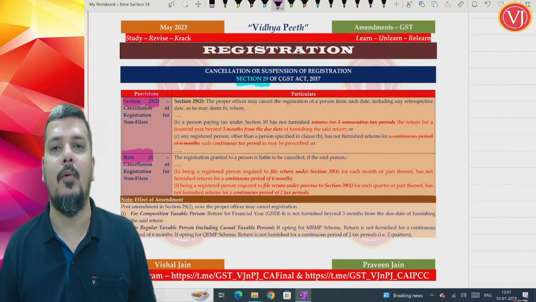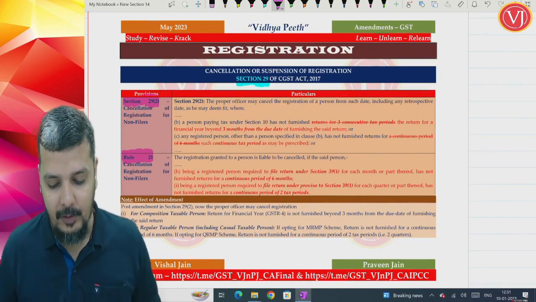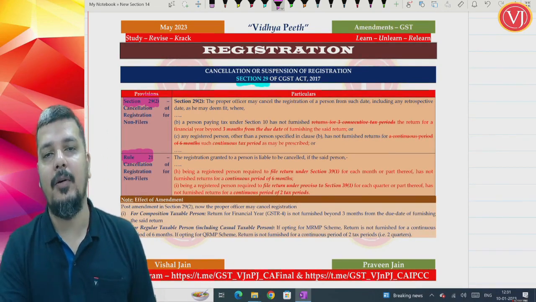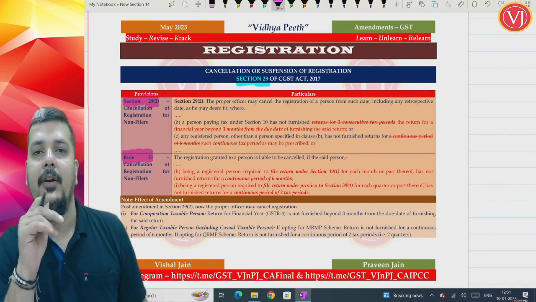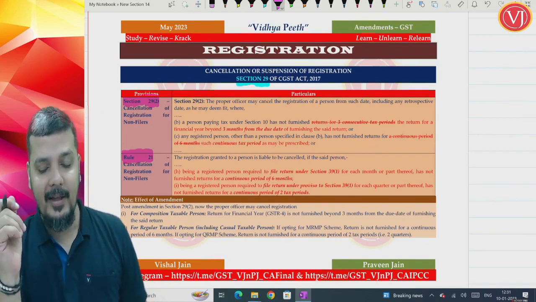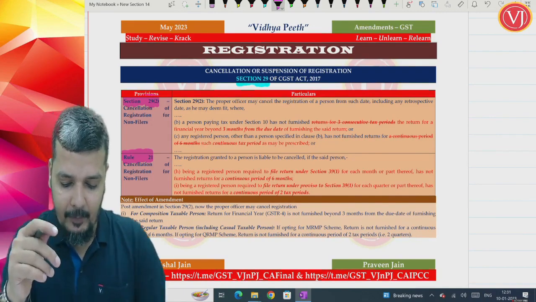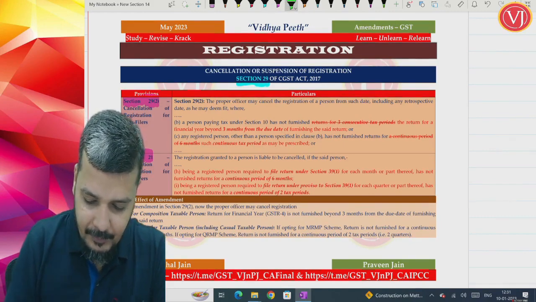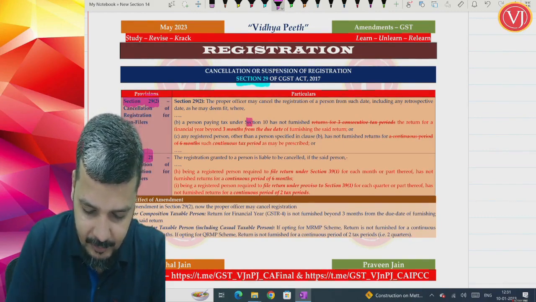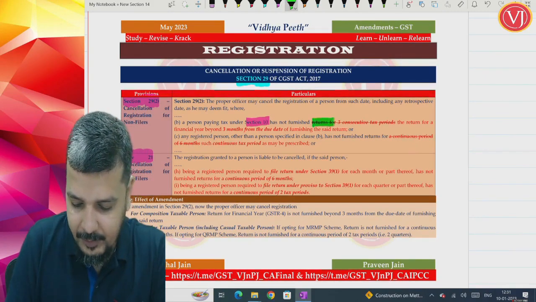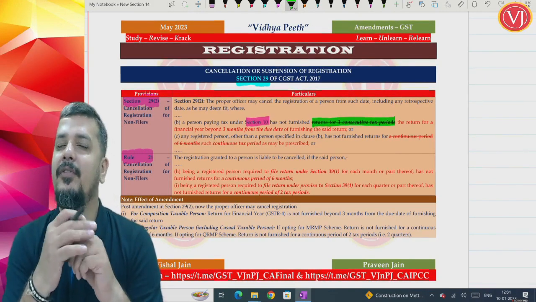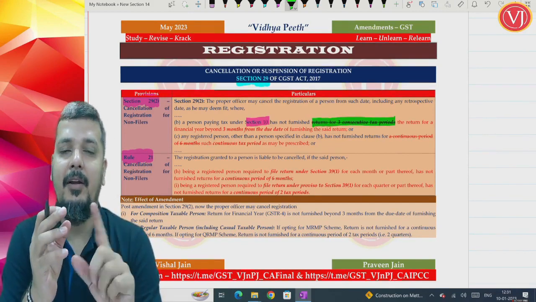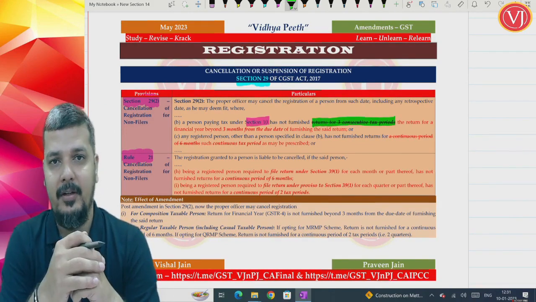Basically you're talking about suo moto cancellation by the department. Now in suo moto cancellation by department, previously out of the listed 10 cases in total, there was one point that if you're not filing your returns, your registration would be cancelled. Previously the point was for a composition taxable person, if you're not filing your return for 3 consecutive tax periods, under section 10. Composition taxable persons were paying quarterly in CMP 08 and their return was yearly, GSTR 4.